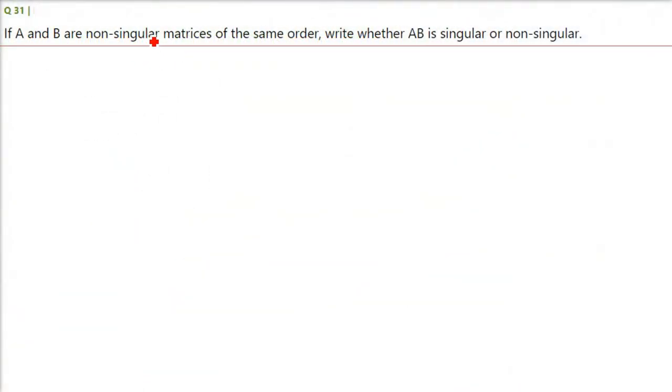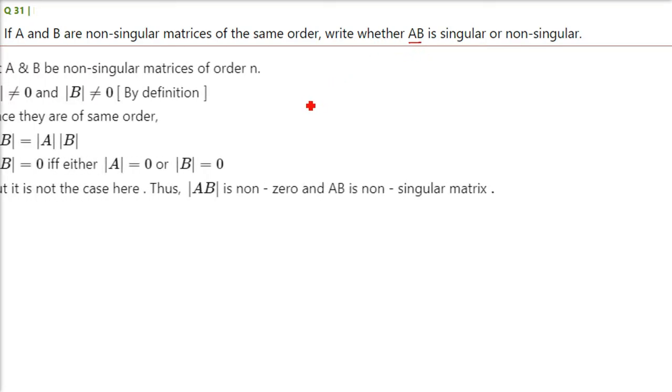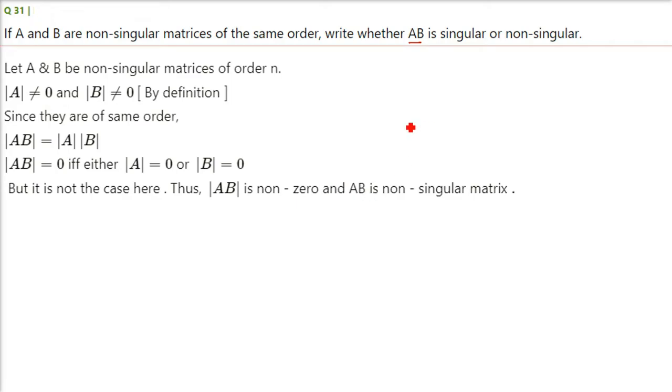If A and B are non-singular matrices of the same order, write whether AB is singular or non-singular. Let me first tell you what singular and non-singular mean. Singular matrix means that if you take the determinant of the matrix and it comes to 0, it is singular. Non-singular means the determinant of A will not be equal to 0. The same logic goes for B: determinant 0 is singular, non-zero is non-singular.